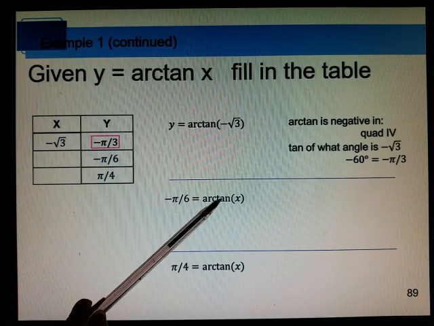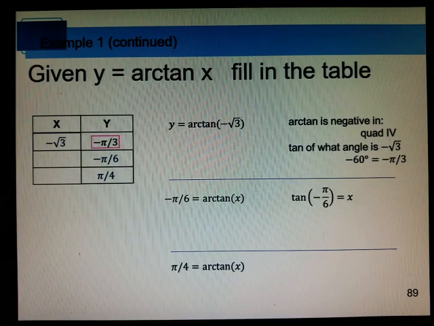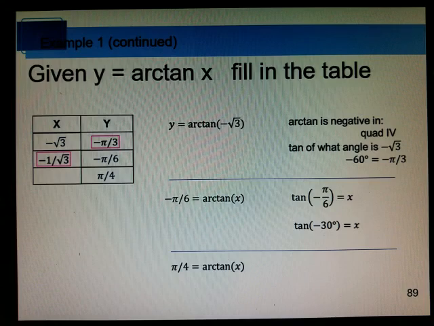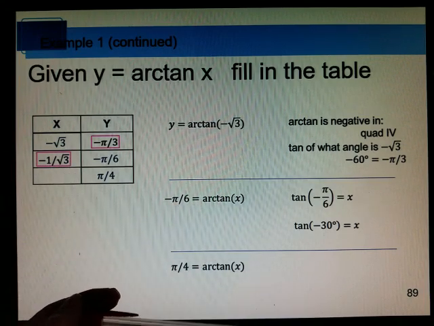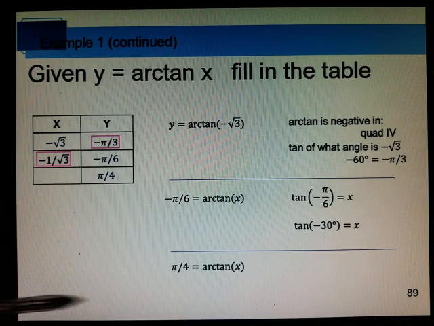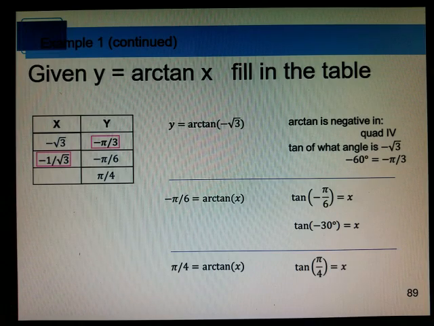All right, this one's asking me the tangent at negative pi 6. Negative pi 6 puts me into quadrant 4. That means I want the tangent at 30 degrees. So the tangent at 30 degrees is going to be 1 over radical 3. And because it's in quadrant 4, the answer will be negative. Again, in quadrant 3, the tangent and the sine are both negative. This one's asking me for the tangent at pi fourth. That means the tangent at 45 degrees. The tangent at 45 degrees is going to be 1 over 1. So the answer would be 1.